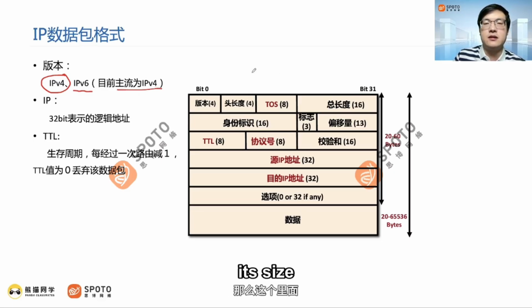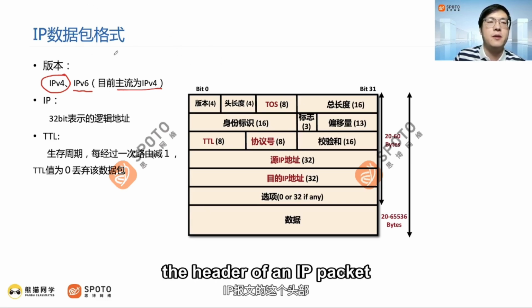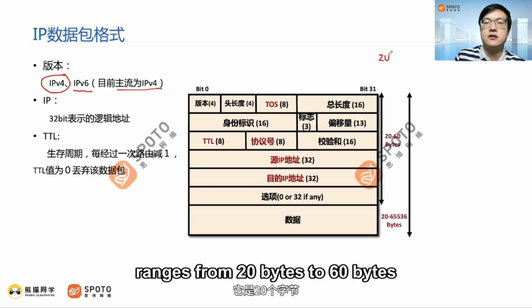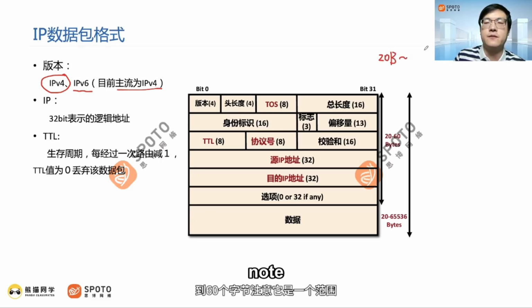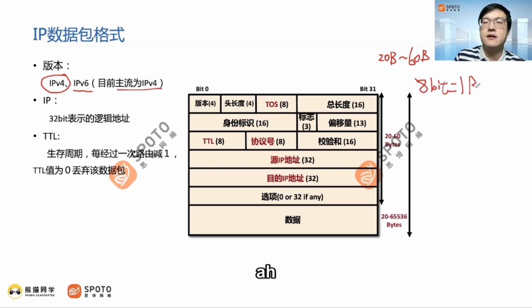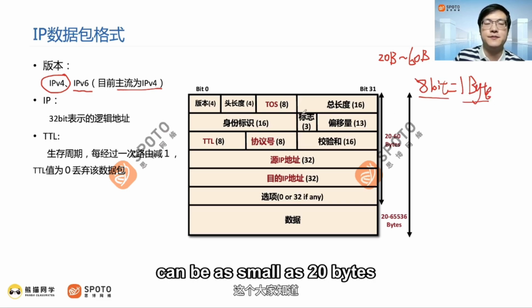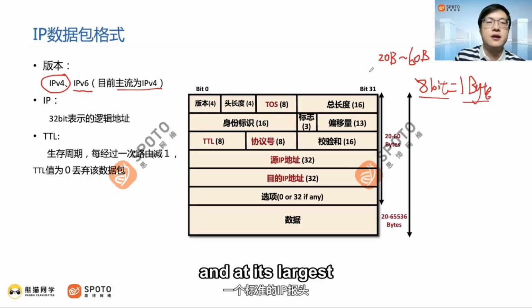Note the size of a standard IP header. The header of an IP packet ranges from 20 bytes to 60 bytes. Note, it's a range, in bytes. 8 bits equal 1 byte, right? This is basic, you should know this. A standard IP header can be as small as 20 bytes, and at its largest, it can reach 60.